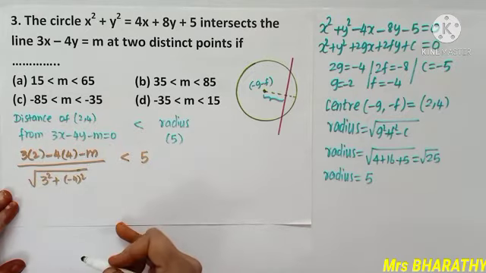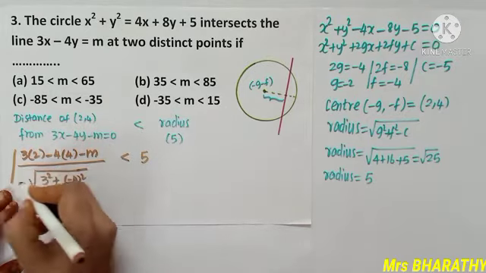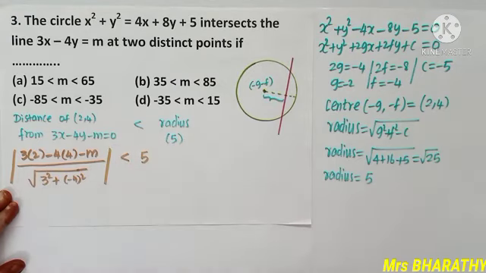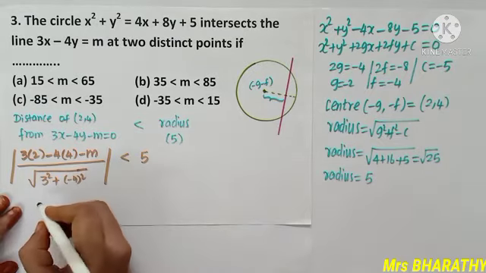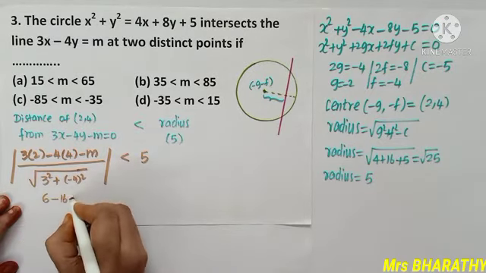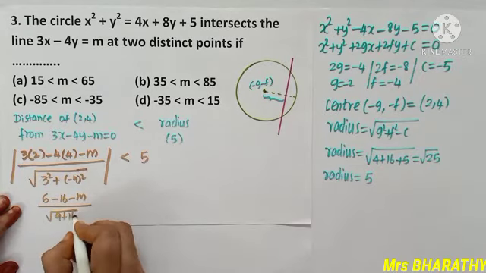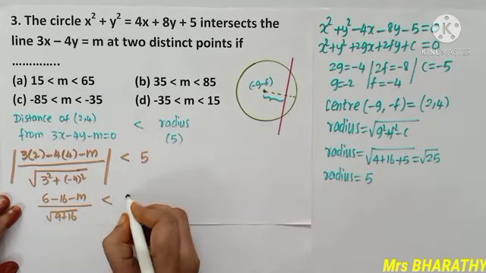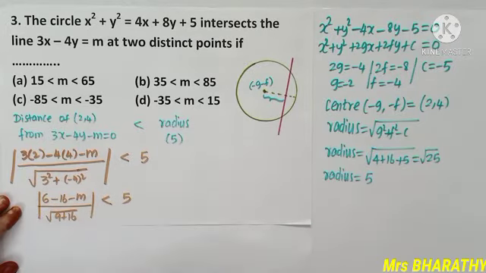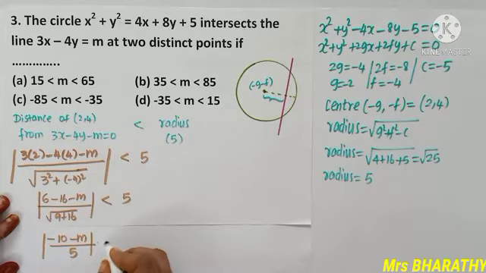The distance can be either positive or negative depending on the position. So we put modulus. As we simplify, it is |6 minus 16 minus m| divided by root of 9 plus 16, that is less than 5. As I simplify further, it is |minus 10 minus m| divided by square root of 25, that is 5, and the modulus is less than 5.